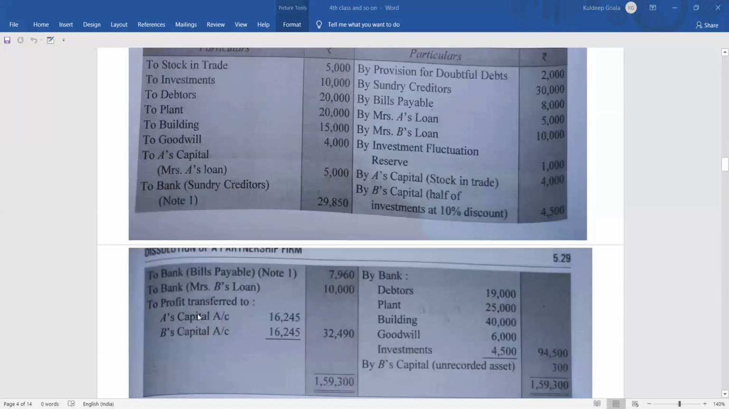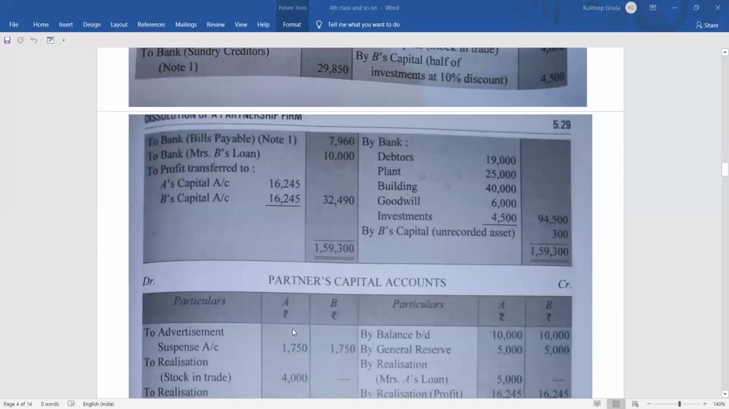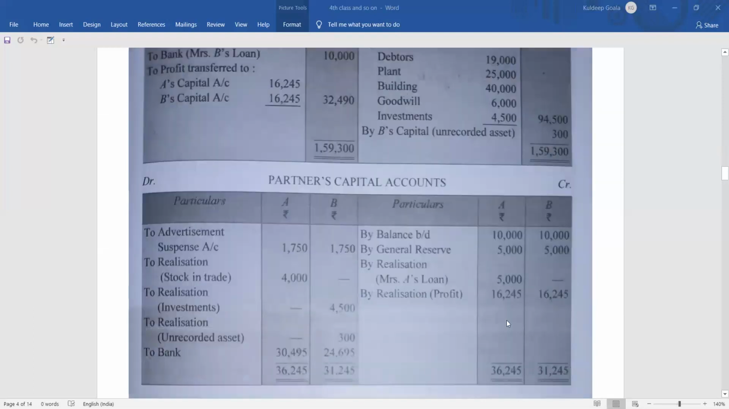We have only another thing, which is profit. So profit also we can transfer, no problem. It will come like this: by realization account, in the bracket profit, isn't it? How much? 16,245 and 16,245. So it is by realization account, bracket profit 16,245, 16,245. We know the journal entry. It is realization account debit to partners' capital. That is why partners' capital credit side, by realization, isn't it?